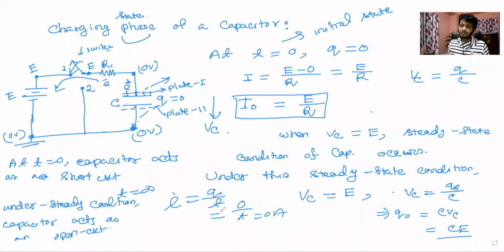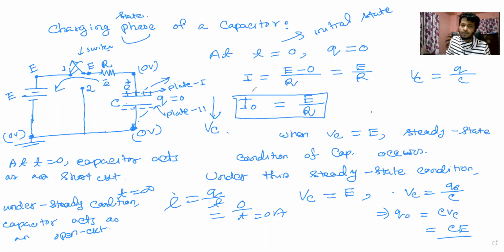So it is obvious from this discussion that the current was initially I naught equals E upon R, and at the end the current is 0 ampere. That means over time the current has decreased during the charging phase of the capacitor, isn't it? When we are charging the capacitor, the current has decreased from its initial value to 0 over time. So we can say that the current will decrease during the charging phase of a capacitor.